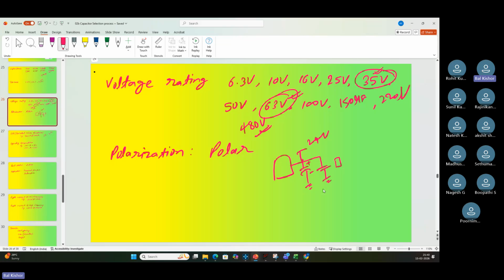Okay. And now why is ESR important? Let us say this ESR is there, right? The higher the value of resistance, there will be a voltage drop, I mean, current flowing through that, and there will be a power dissipation across that. So that we do not want. That's why we try to take care of lower ESR values.